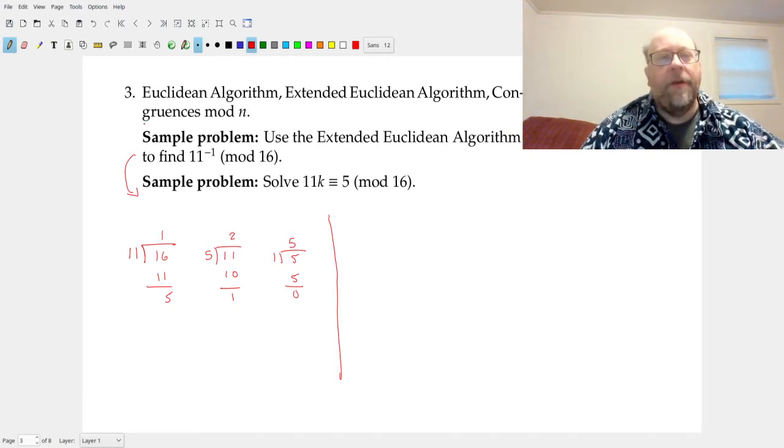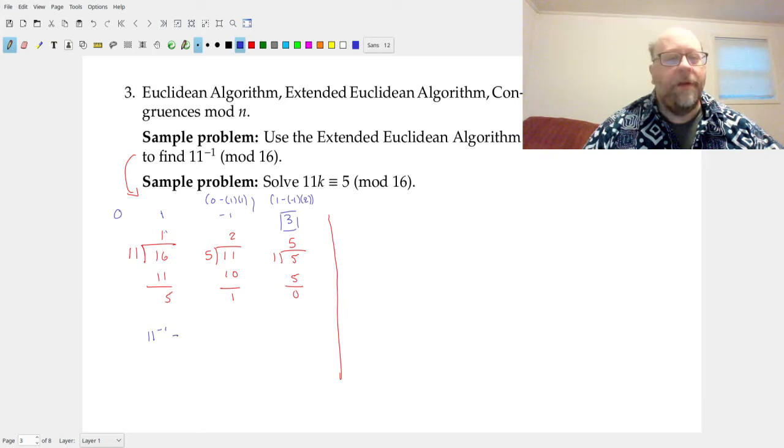We'll need these 3 numbers here because when we do the extended part of the algorithm, we start the extended part with a 0 and a 1. 0 minus 1 times 1 is negative 1. And then the next term is 1 minus negative 1 times 2, which is equal to 3. And this last number is the inverse. 11 inverse is congruent to 3 mod 16. We can check this by multiplying 11 times 3. We get 33, and 33 is congruent to 1 mod 16.